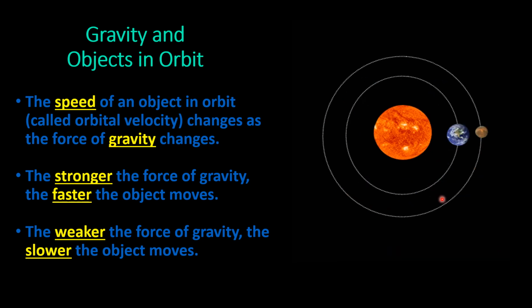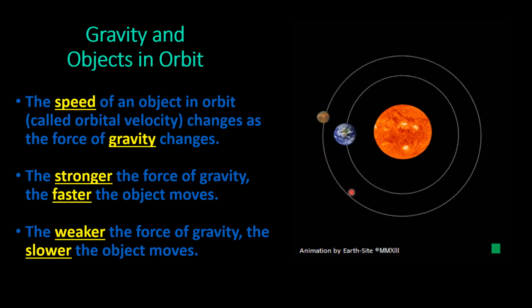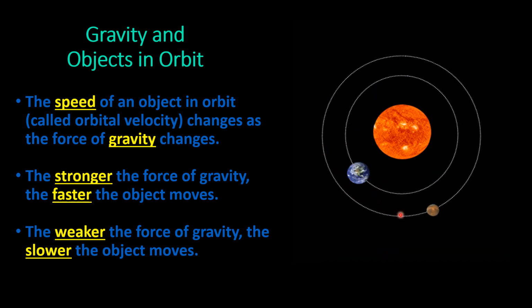Mars is not nearly as massive as the Earth. But the really important factor is distance. The Earth is closer to the sun, so the force of gravity is stronger. And that is why it's orbiting at a faster speed. Mars has a greater distance from the sun, so the force of gravity is much less between those two objects, and that's why it's orbiting slower than the Earth. So the farther away you get, the weaker the force of gravity, and the slower the orbit ends up being.